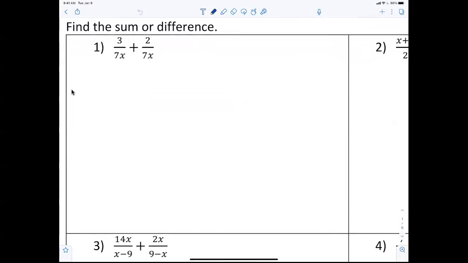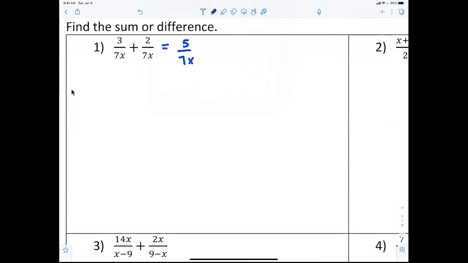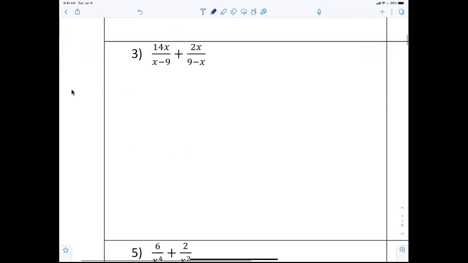Here we go. Number one, everybody just put down what? Yeah, everybody is saying 5 over 7x. Anybody have any objections to that? Everybody good with 5 over 7x? All right, here we go. Now, everybody put a little star by number 3.